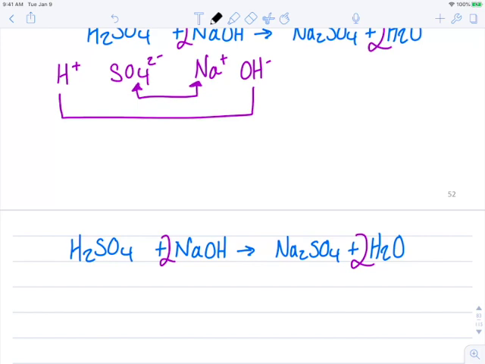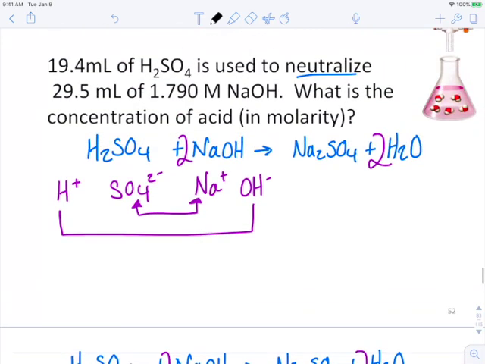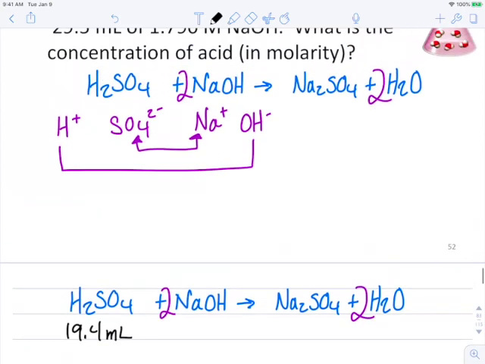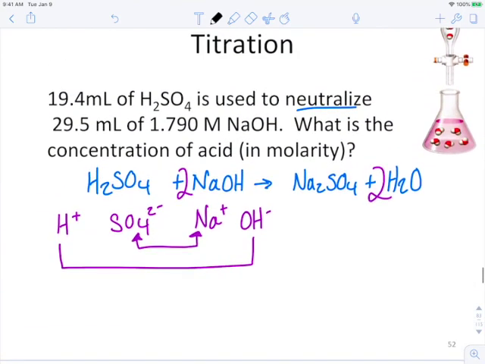All right. Okay, so we said we have 19.4 milliliters of sulfuric acid. All right, and then for our NaOH, it looks like we have 29.5 milliliters.